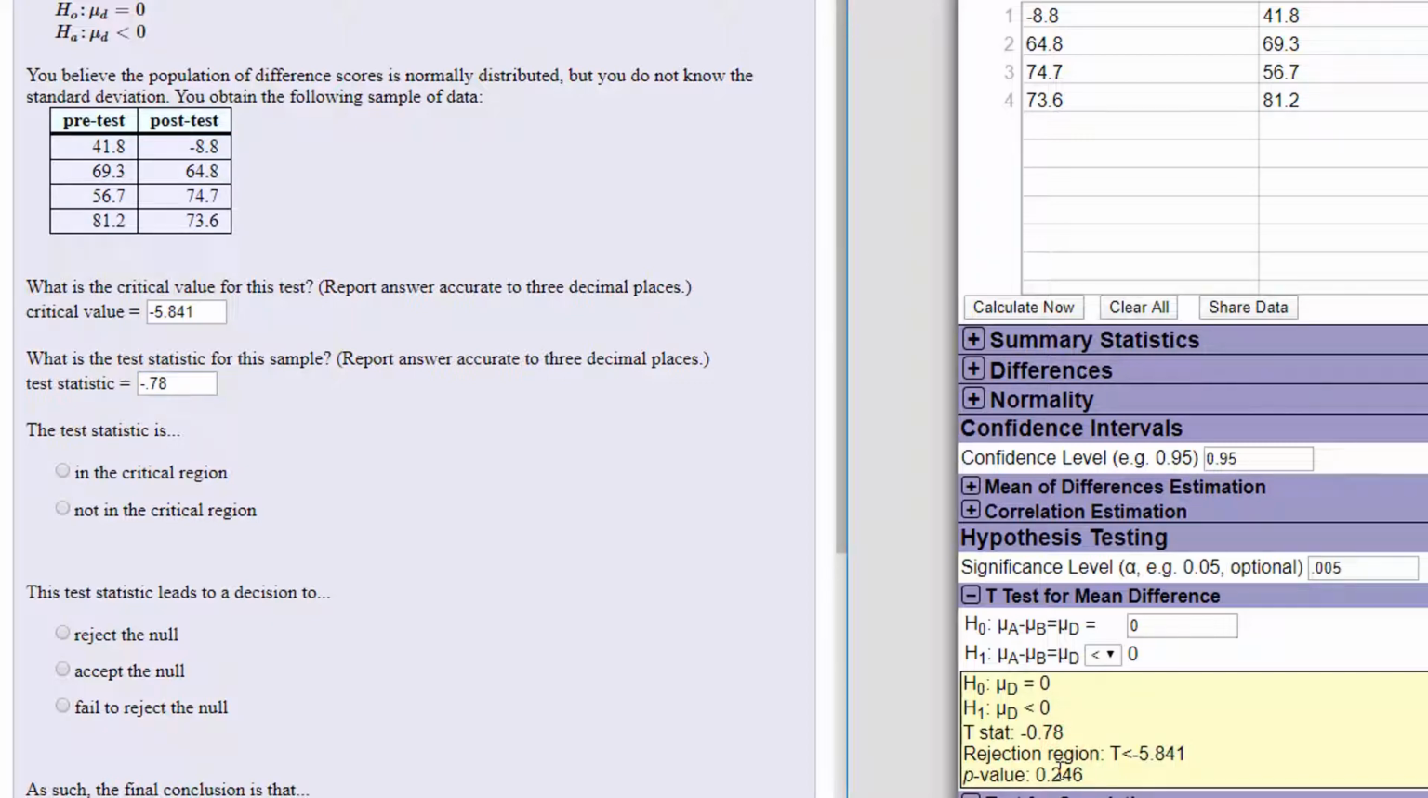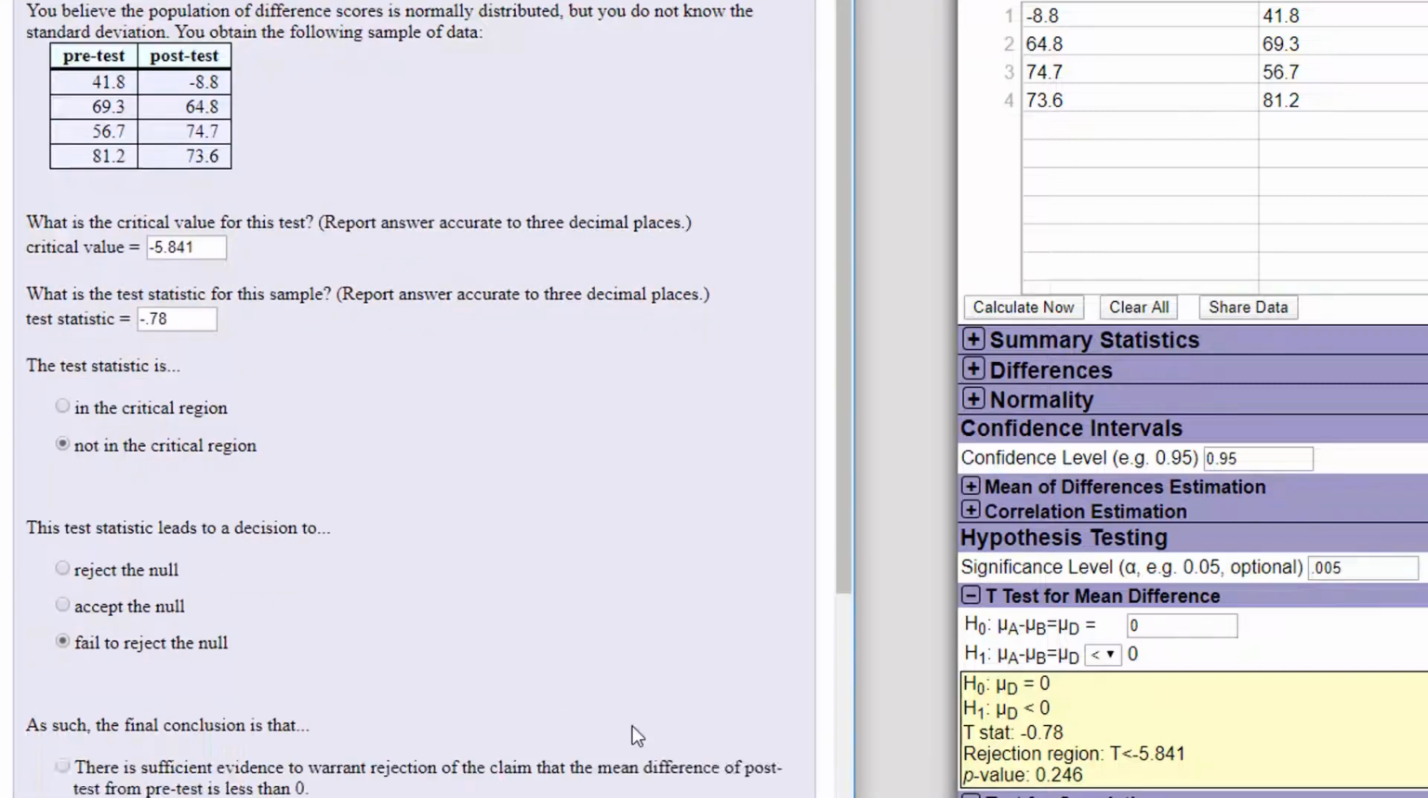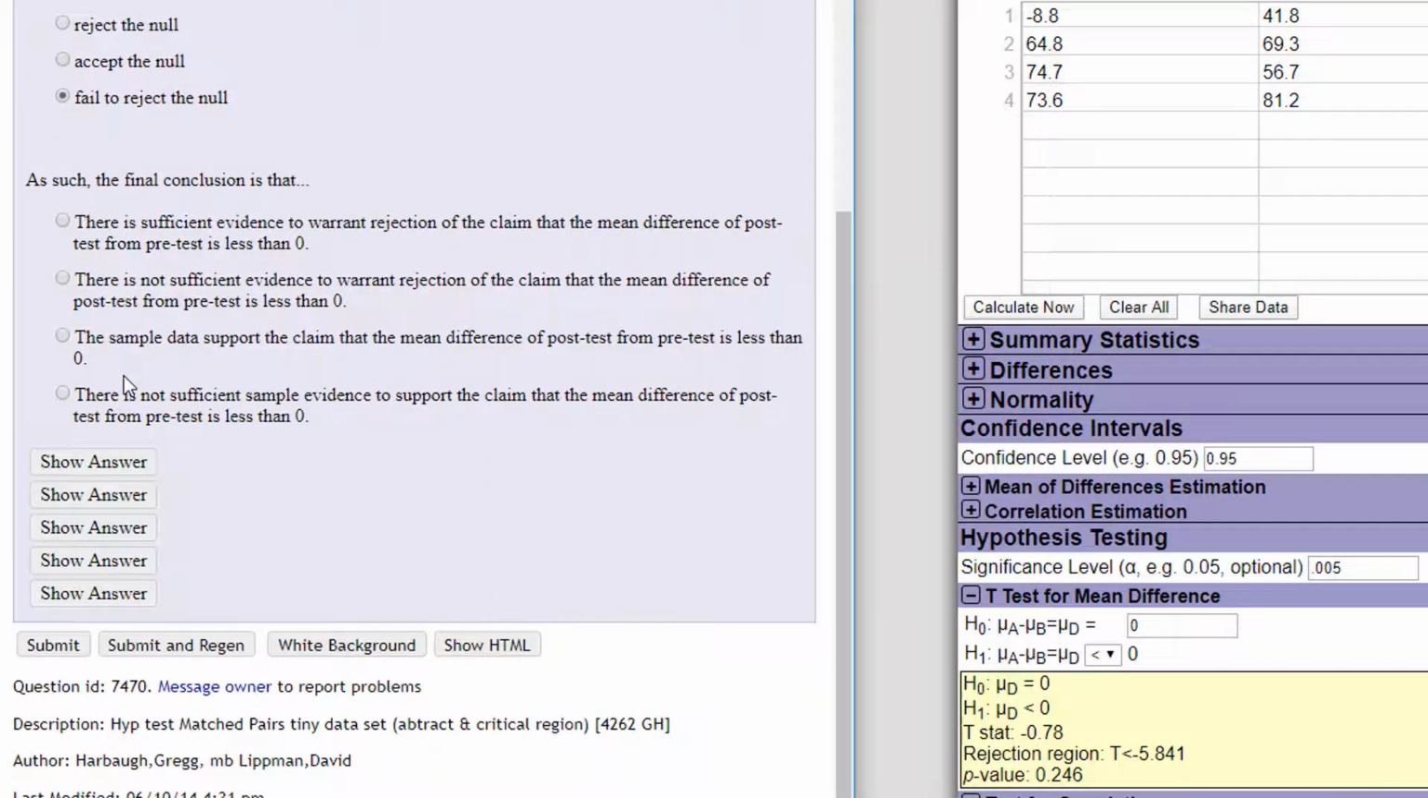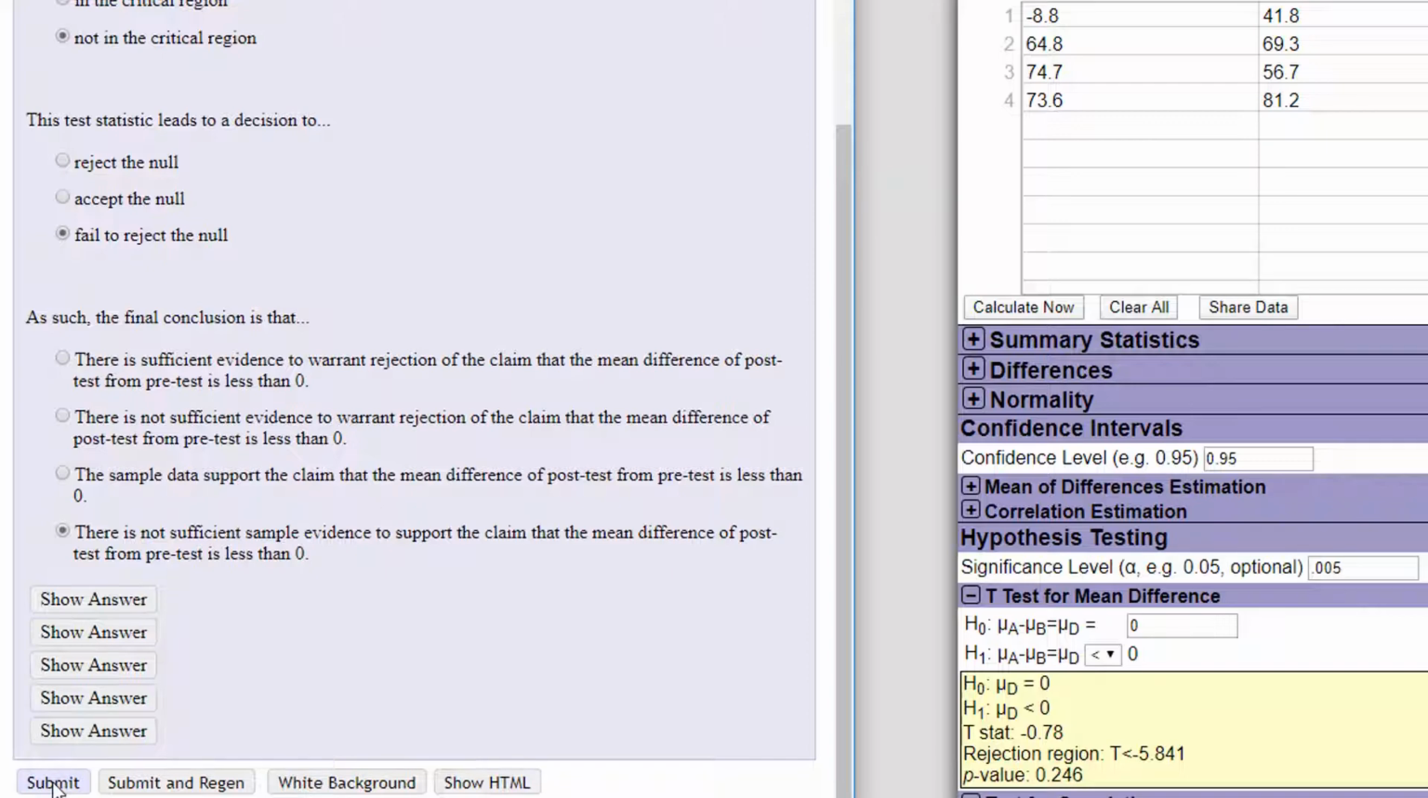And then the p-value, well, we're not using the p-value approach here, we're using the critical value. That's fine. But the main thing is the t statistic is not more extreme than the critical value. It's not in the rejection region. It's not less than negative 5.841. So it is not in the critical region, and it leads to no rejection. We fail to reject the null. As such, there is not sufficient evidence to support the claim that the mean difference of post-test from pre-test is less than 0. That's the conclusion that we're going to make.